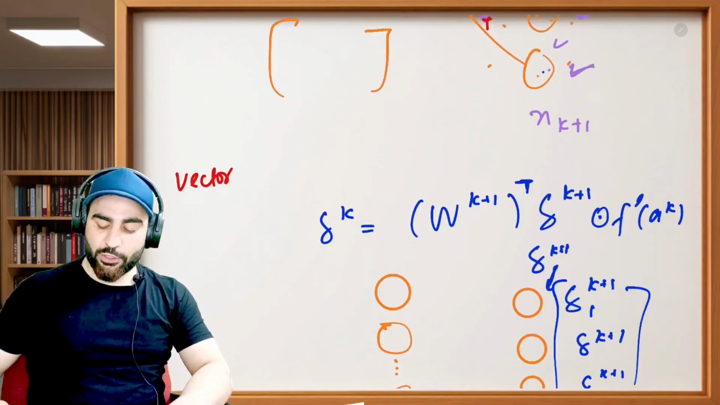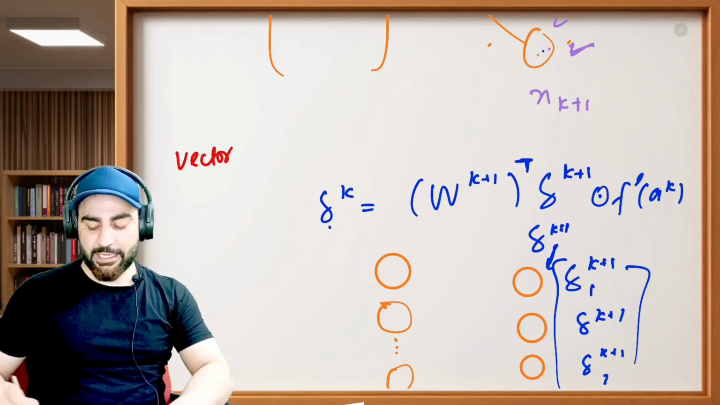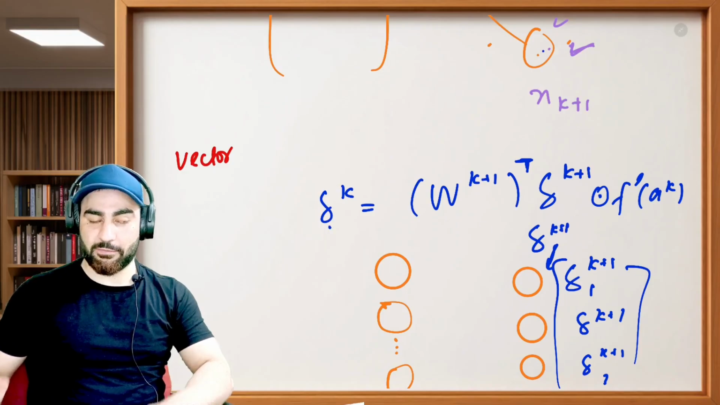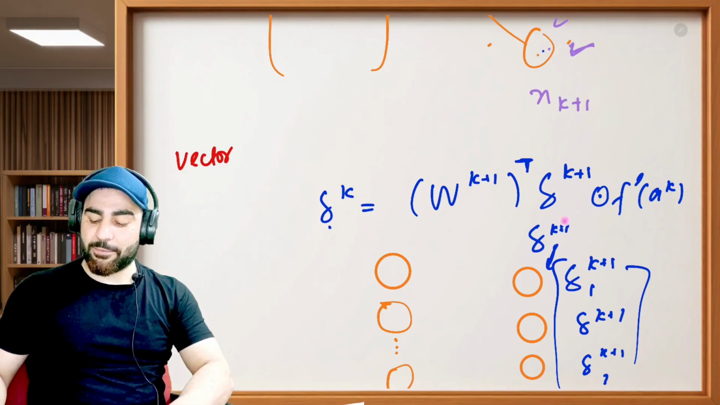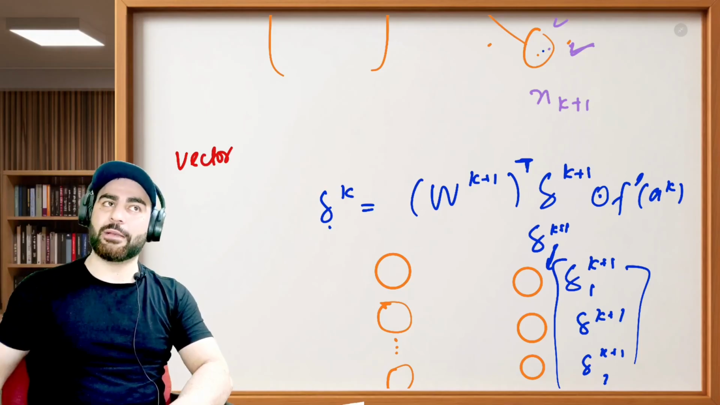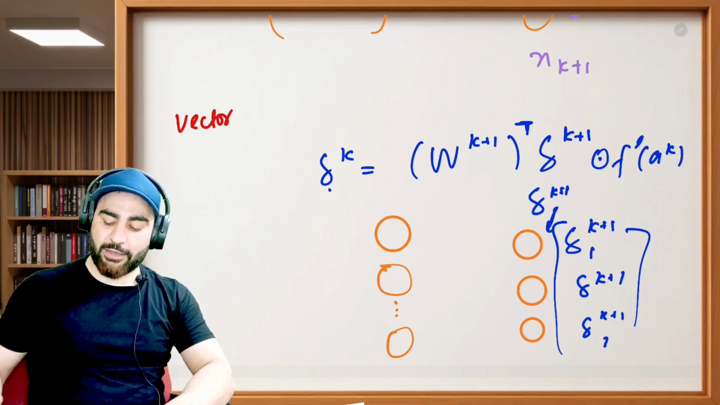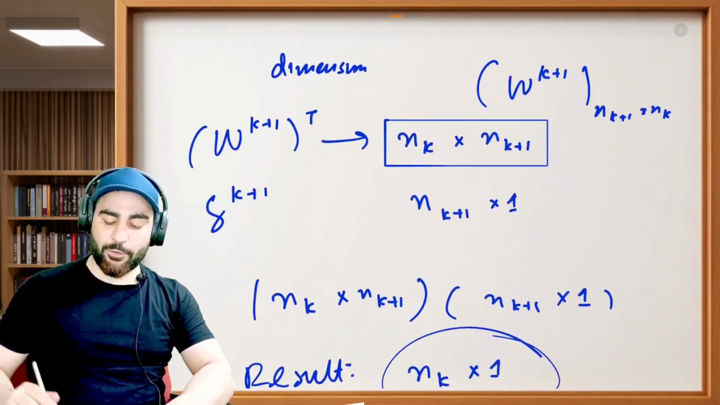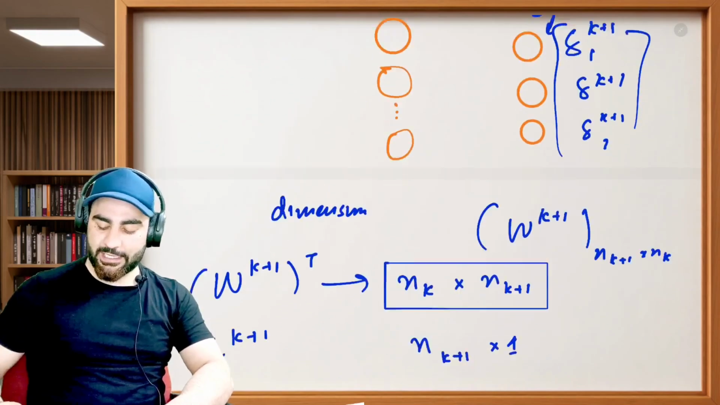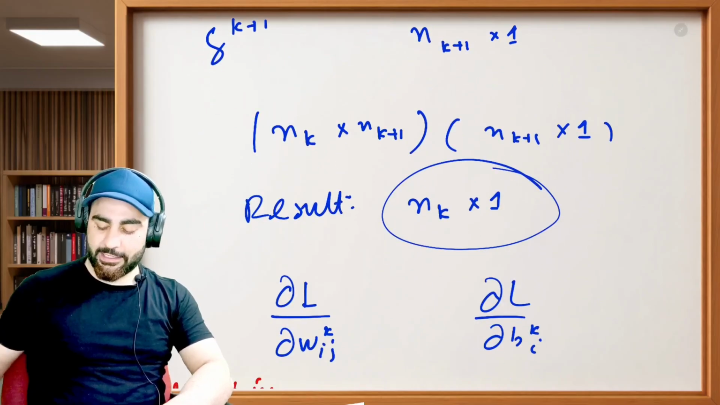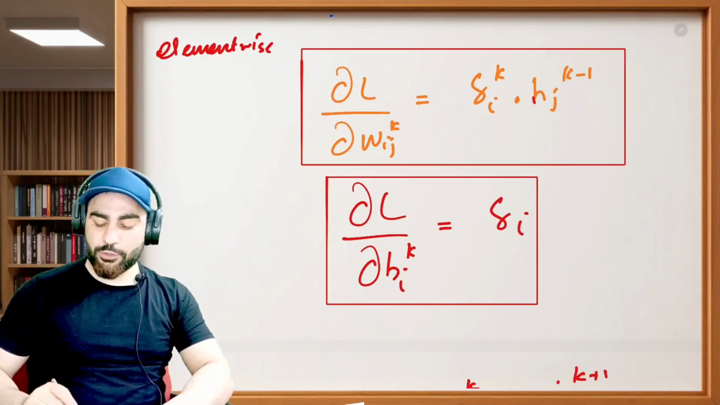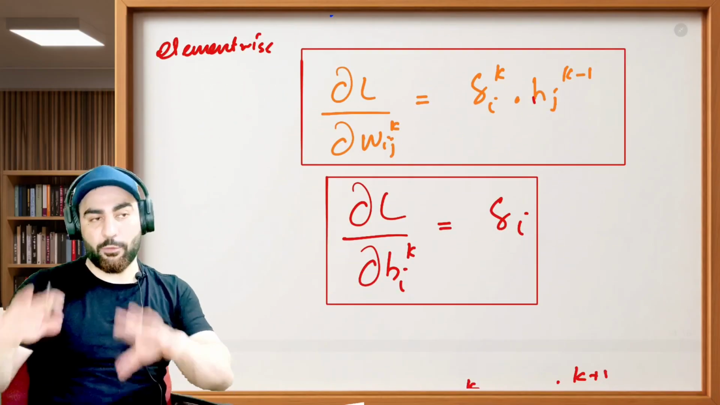In order to write it in vector form, we did delta K. We took a transpose of that weight matrix and multiplied it with the error vector that you already computed in the previous step, for delta K minus 1, and you perform Hadamard multiplication. We also performed a dimension check to see whether this was correct, and we got that the dimensions were correct. Now we have this delta K.